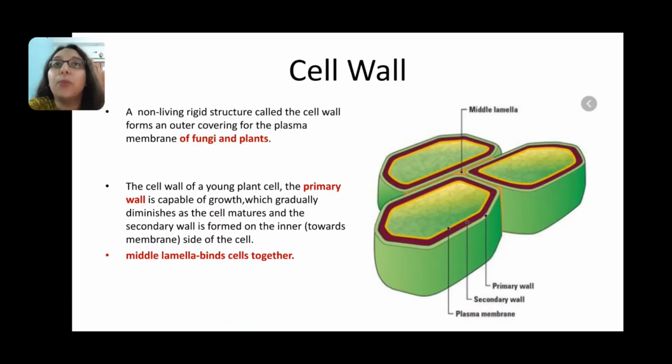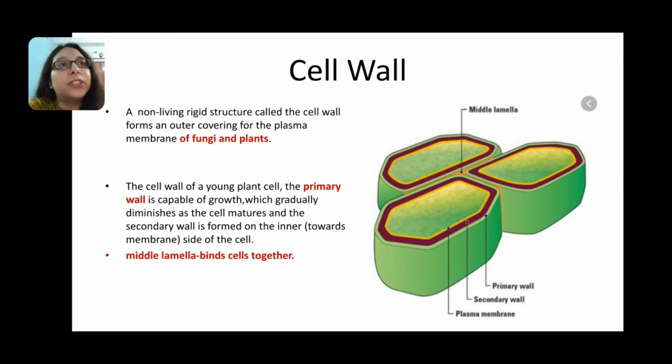What is a cell wall? We have already studied that cell walls are present specifically in plants and in fungi, but not in animals. It is basically a non-living rigid structure, which is present as an outside covering of the plasma membrane in plant cells. Another important thing is that a cell wall known as the primary wall is present in young immature plants. As the plant gradually matures, the thickness of the primary cell wall diminishes and we find the presence of a secondary cell wall.